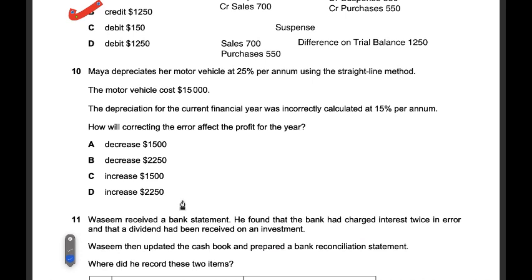Question 10. Maya depreciates a motor vehicle at 25% per annum using the straight line method. Motor vehicles cost $15,000. The depreciation for the current financial year was incorrectly calculated at 15% per annum. How will correcting the error affect the profit of the year? Okay, let's just see this. So 25% using the straight line method, what we do is 15,000 into 25%. That is basically 15,000 divided by 4, which is 3750 dollars.